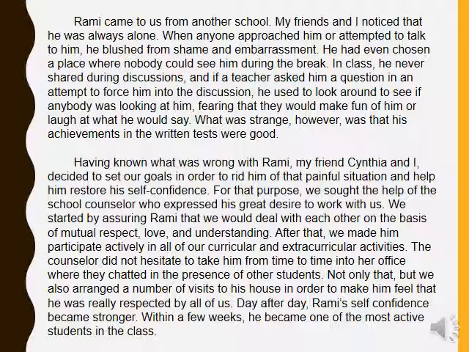So these are the body paragraphs. As you can see, we have two body paragraphs. In these two body paragraphs we discussed the problems that Rami faced, what happened to him, why he felt unaccepted by others, why he was shy, why he was embarrassed, why he was afraid, and why he couldn't cope or get used to the new school.